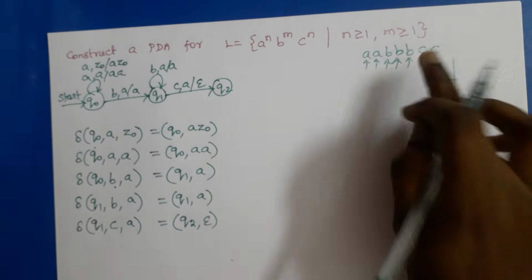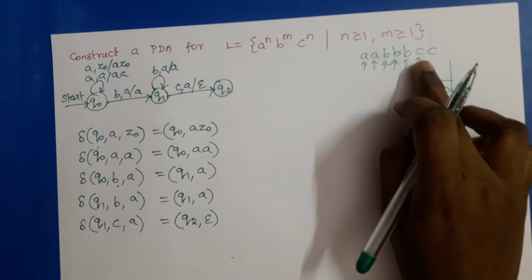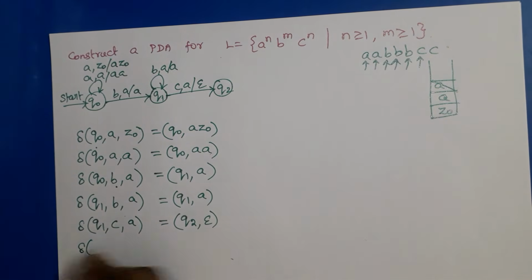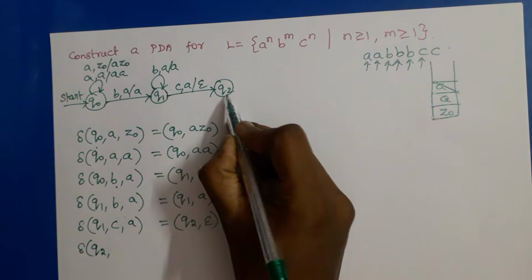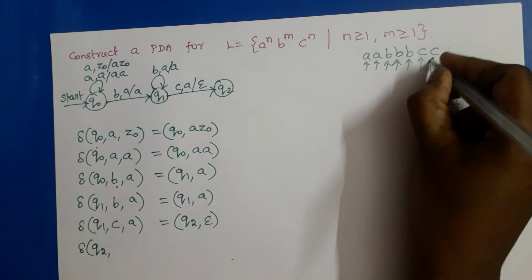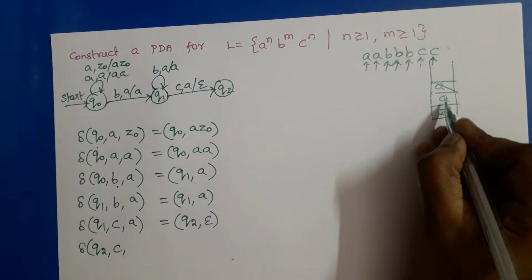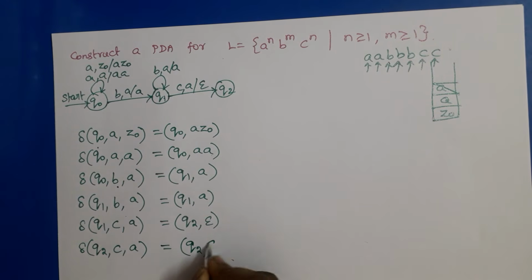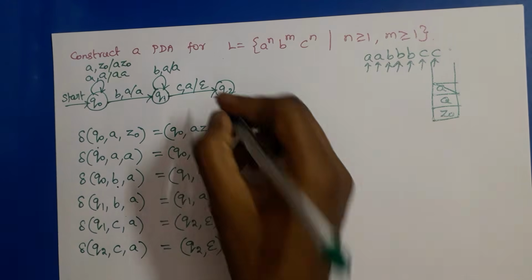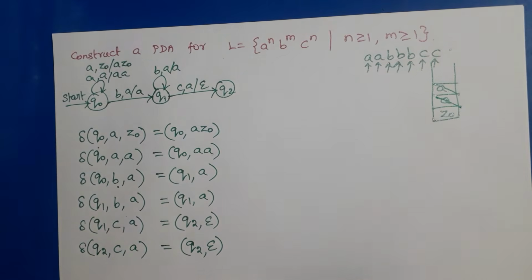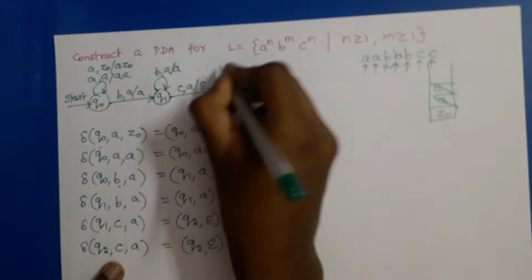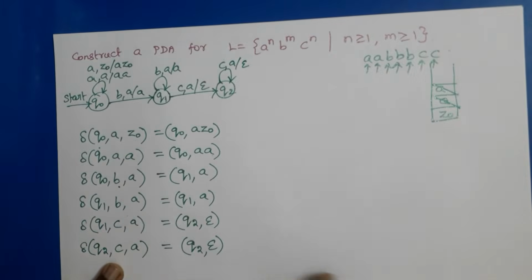Now for the remaining C's, we have to perform the repeated pop operation. So delta of Q2: the current state is Q2 and the next input is C. The top of the stack is A. That means we have to remain in the same state Q2 and pop, replacing with epsilon. So this A is also popped from the stack. So Q2 to Q2, C comma A slash epsilon should be written.